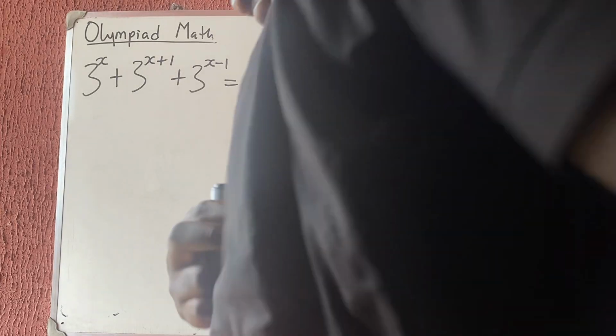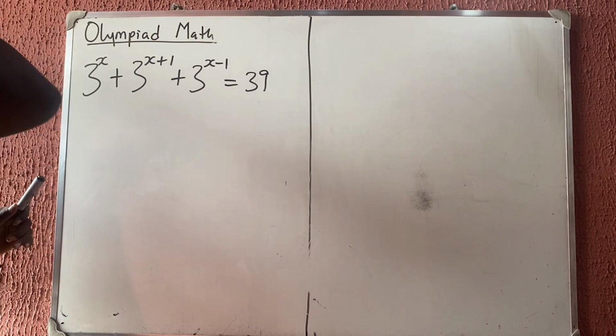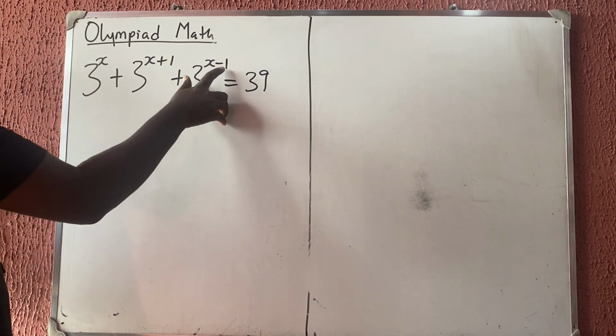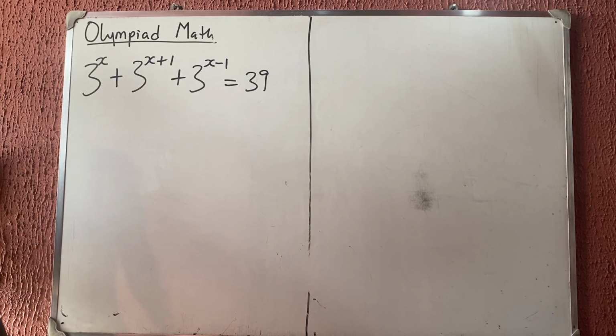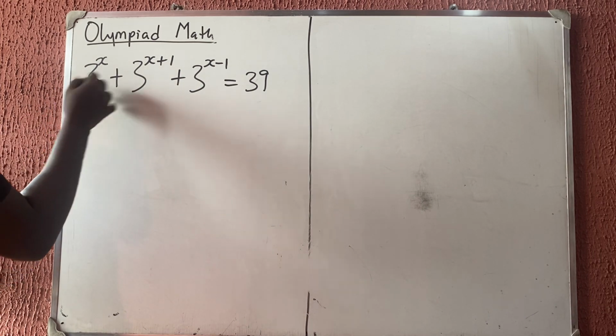All right, let us quickly solve this Olympiad math problem. All right, this one is very simple. So we can make all of them to be in terms of x, or we make all of them to be in terms of x minus 1, or I can make all of them to be in terms of x plus 1. So any one that you want is okay. So let us start with the first one. Let's make it to be in terms of x.